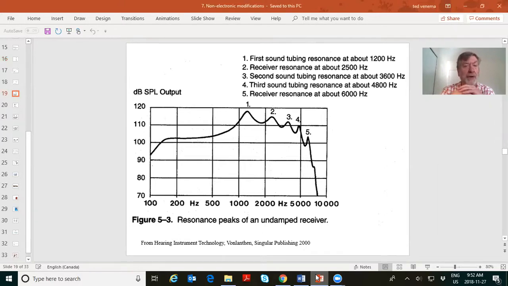Look at this graph here. What does it say along the horizontal axis? Frequency. The vertical axis, dB SPL output. Now remember from the acoustics course earlier on, input plus gain equals output. Input is the sound coming into the microphone of the hearing aid.